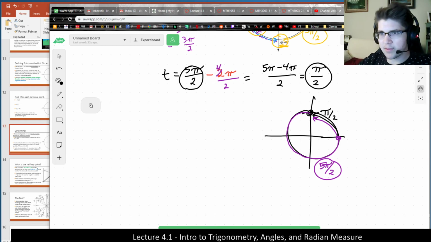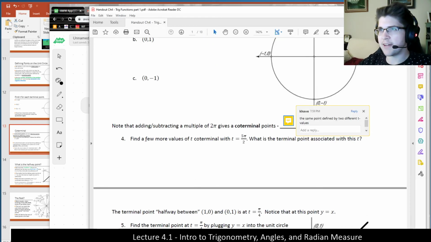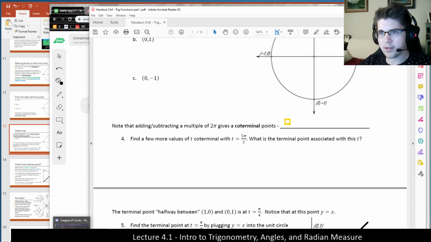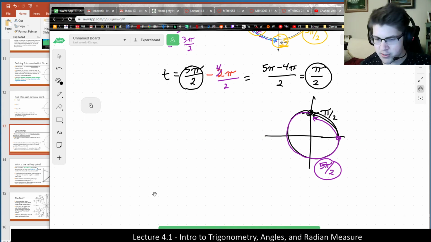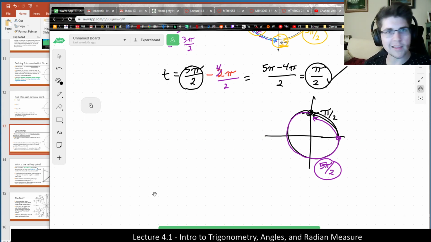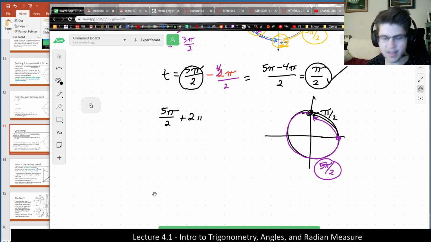But let's make sure we're answering the full question. It said find a few more values of t coterminal with it. That was one: pi over 2 is coterminal to 5 pi over 2, but there are more. There's really an infinite number, because I could go another 2 pi and it will give me the same point, or another 2 pi, and another. I could keep going and find more and more coterminal points. I started off by subtracting 2 pi, but we could also have started with 5 pi over 2 and added 2 pi, giving us another rotation beyond what we had initially.